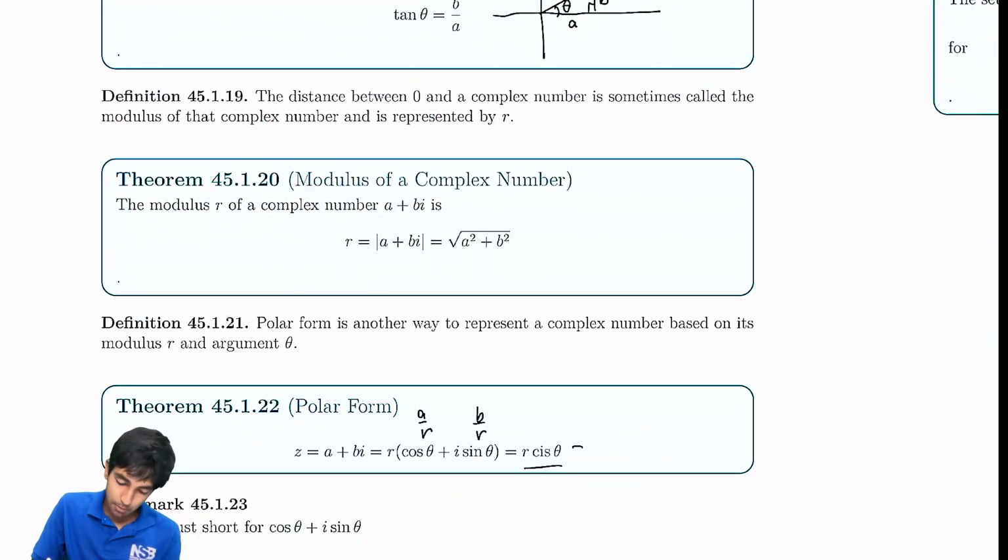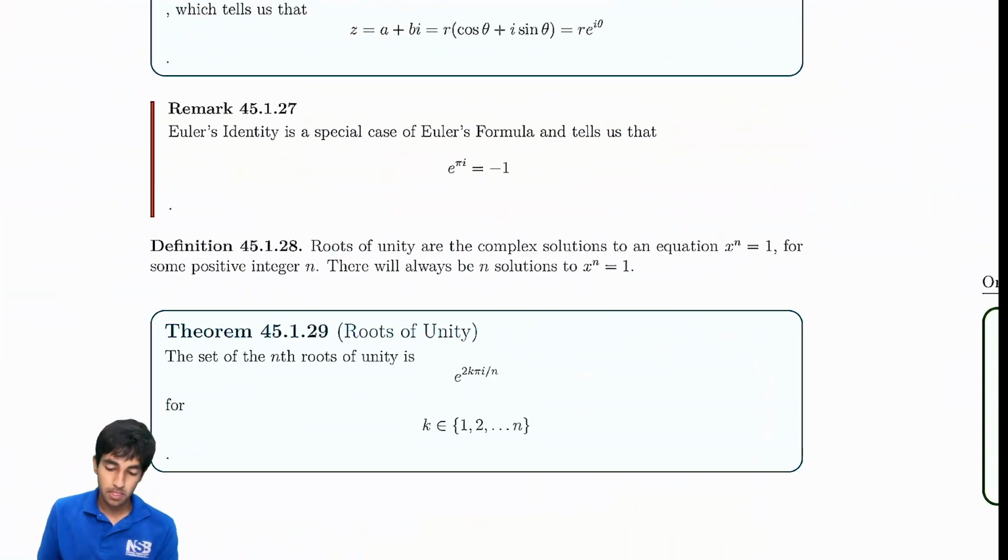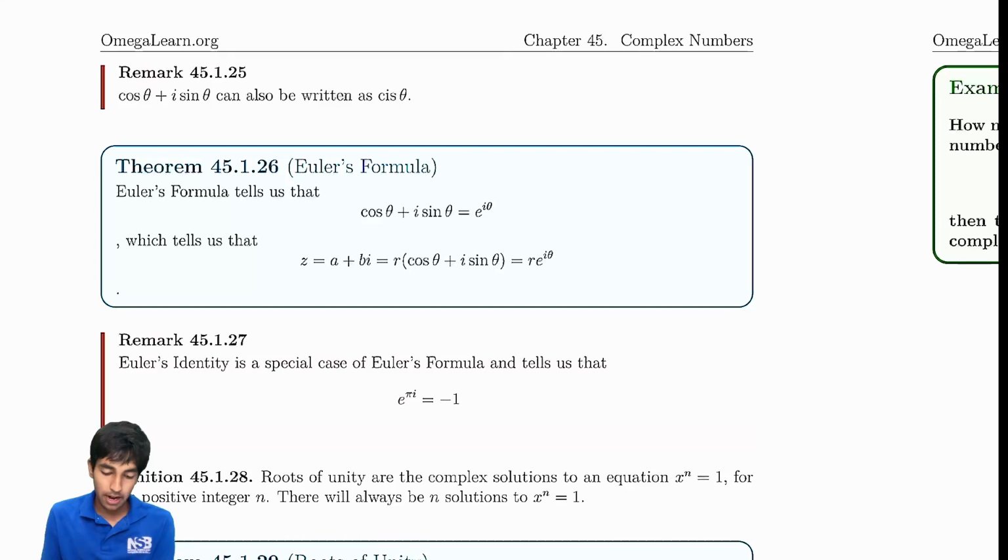And something else that we can add here is that this cis theta term is also equal to e to the i theta. Okay, now that we've talked about that, there's a cool identity of this: e to the i pi is -1. This is the most famous equation in math. One of the most famous.